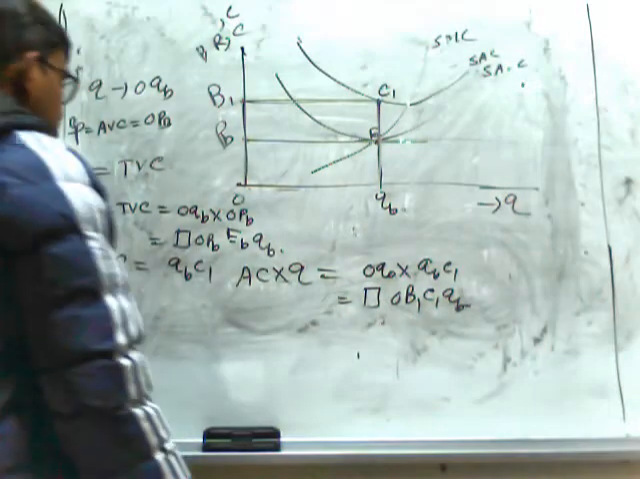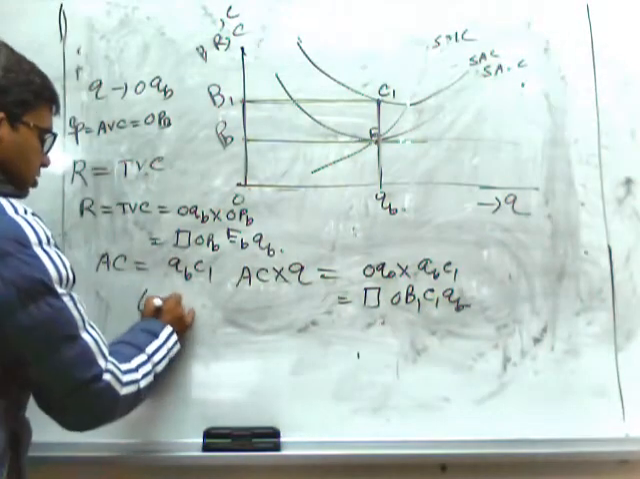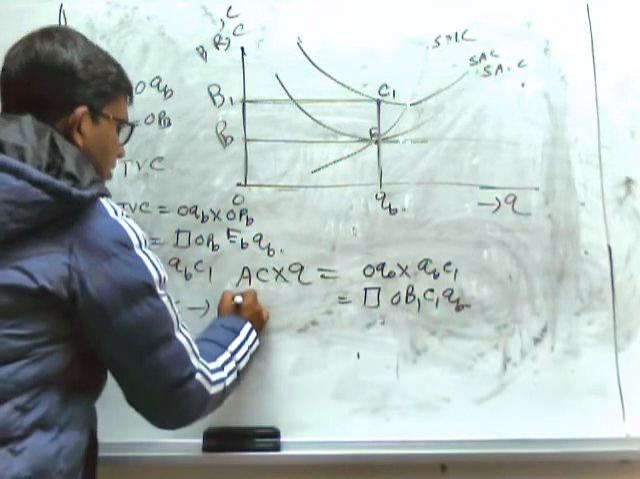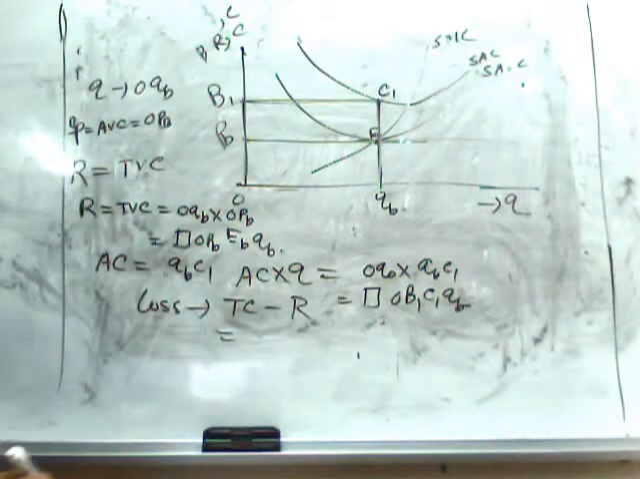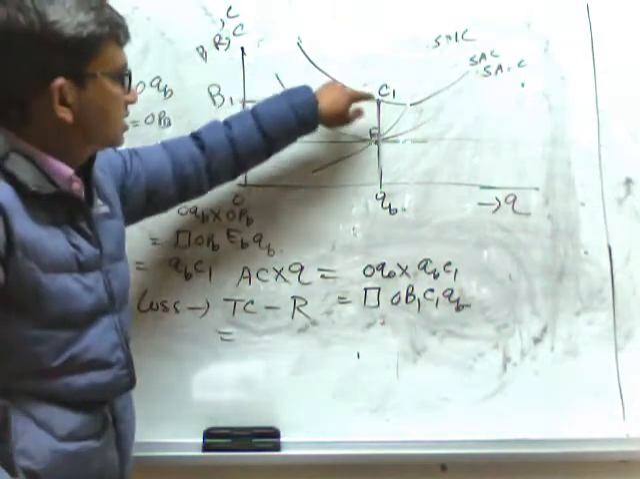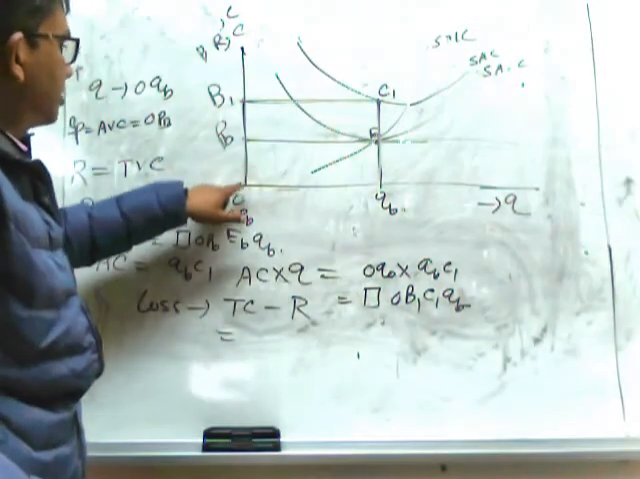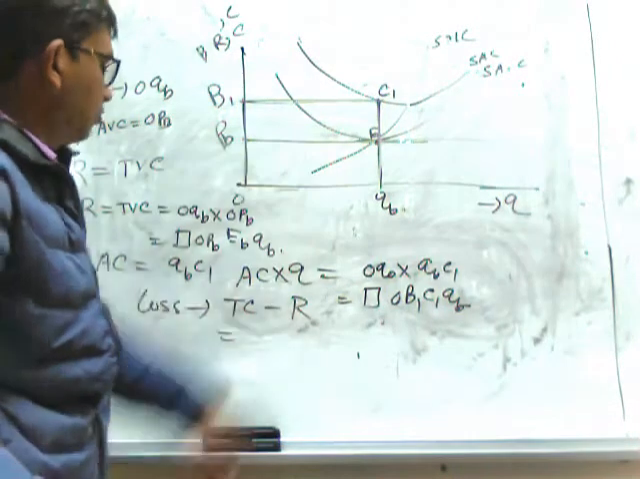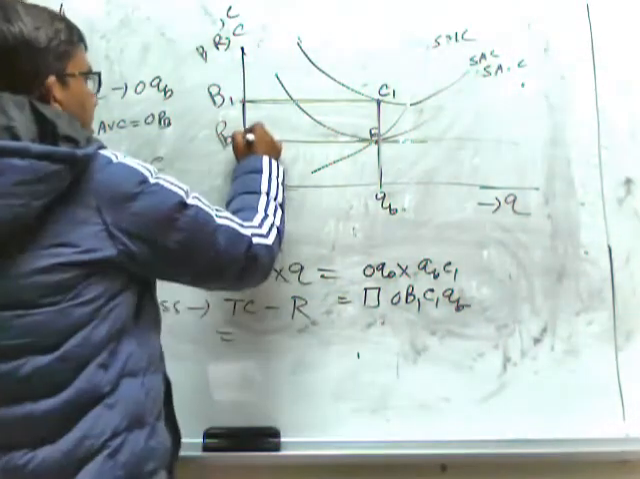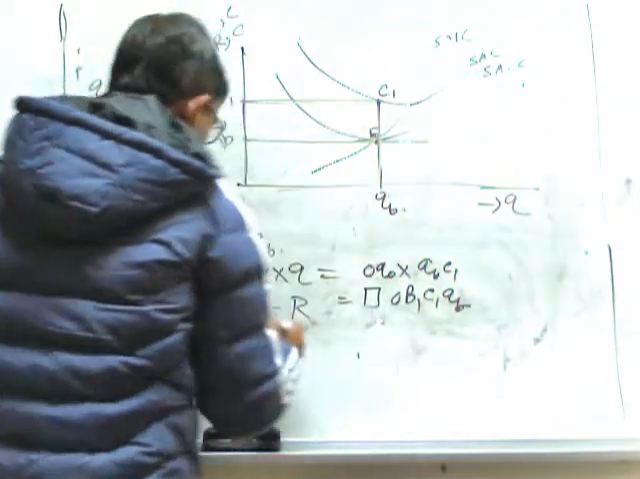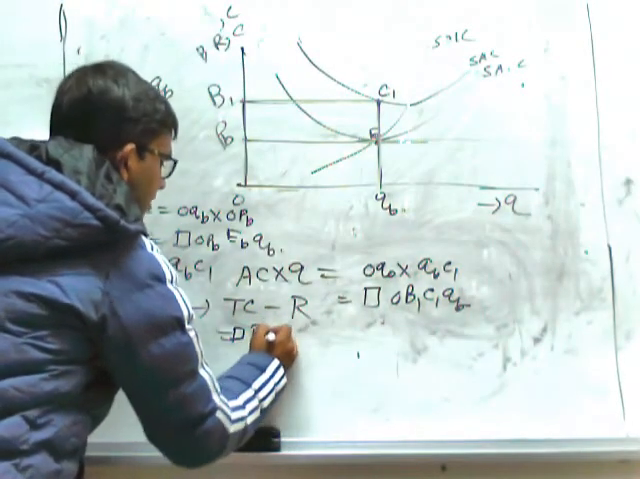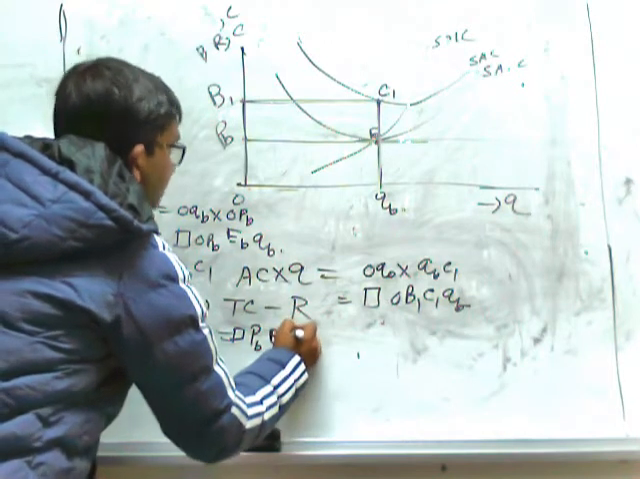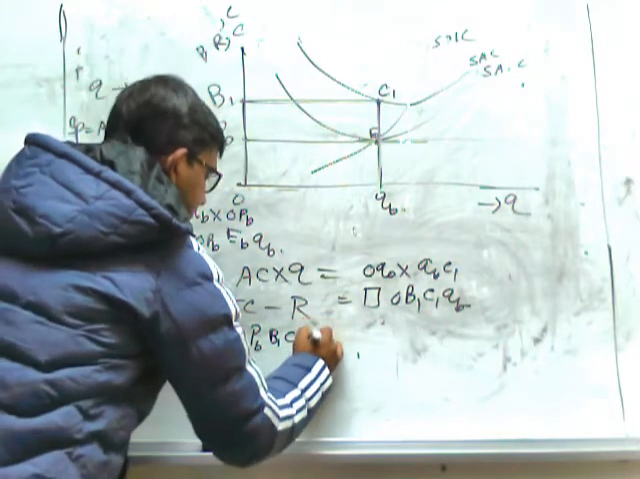So what is the loss? So loss equals total cost minus revenue. So area of the rectangle OB1 C1 QB minus area of the rectangle OPB EQB. So area of the rectangle PB B1 C1 EB.